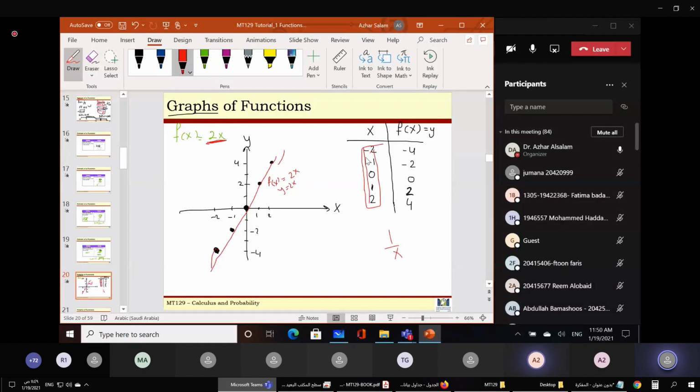أوكي؟ This is a point. أمثل النقطة، وبعد ما أخلص جميع النقاط اللي افترضتها I make a graph. I draw a graph or sketch a graph. Okay, this is an example. I gave it to you.